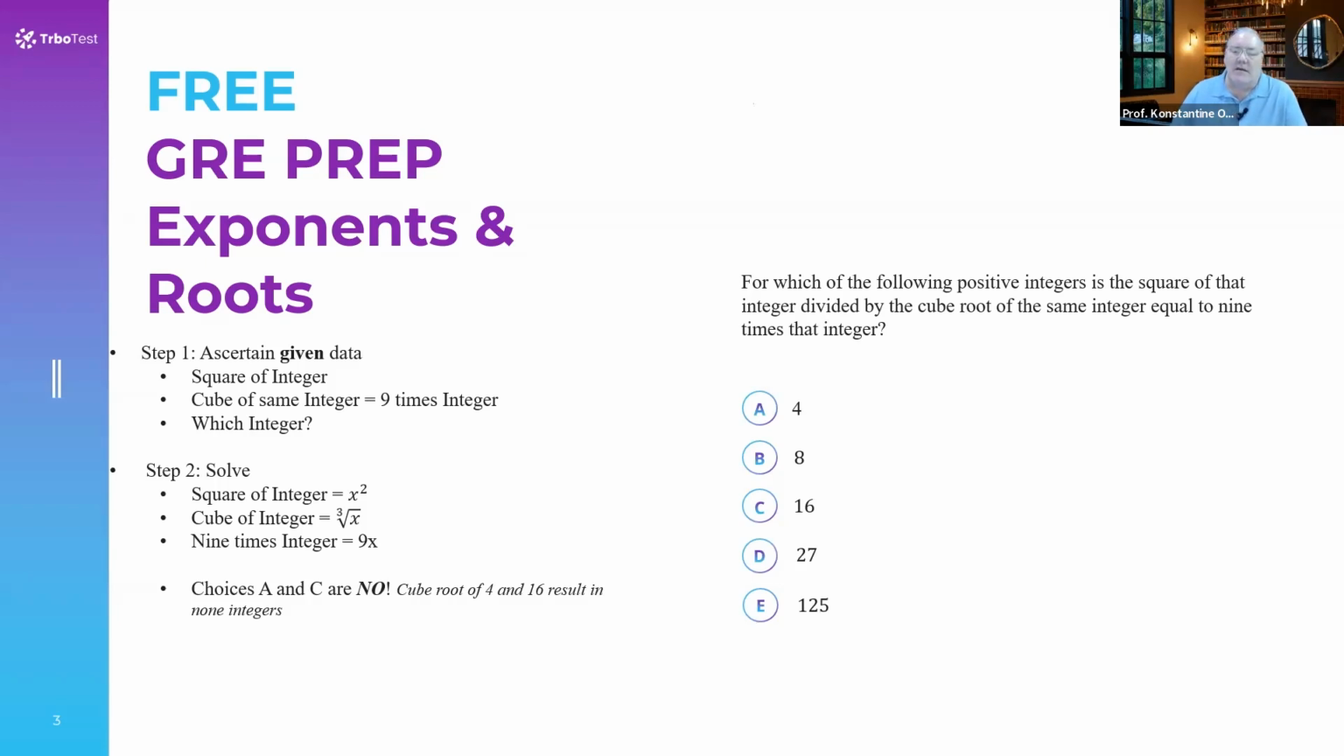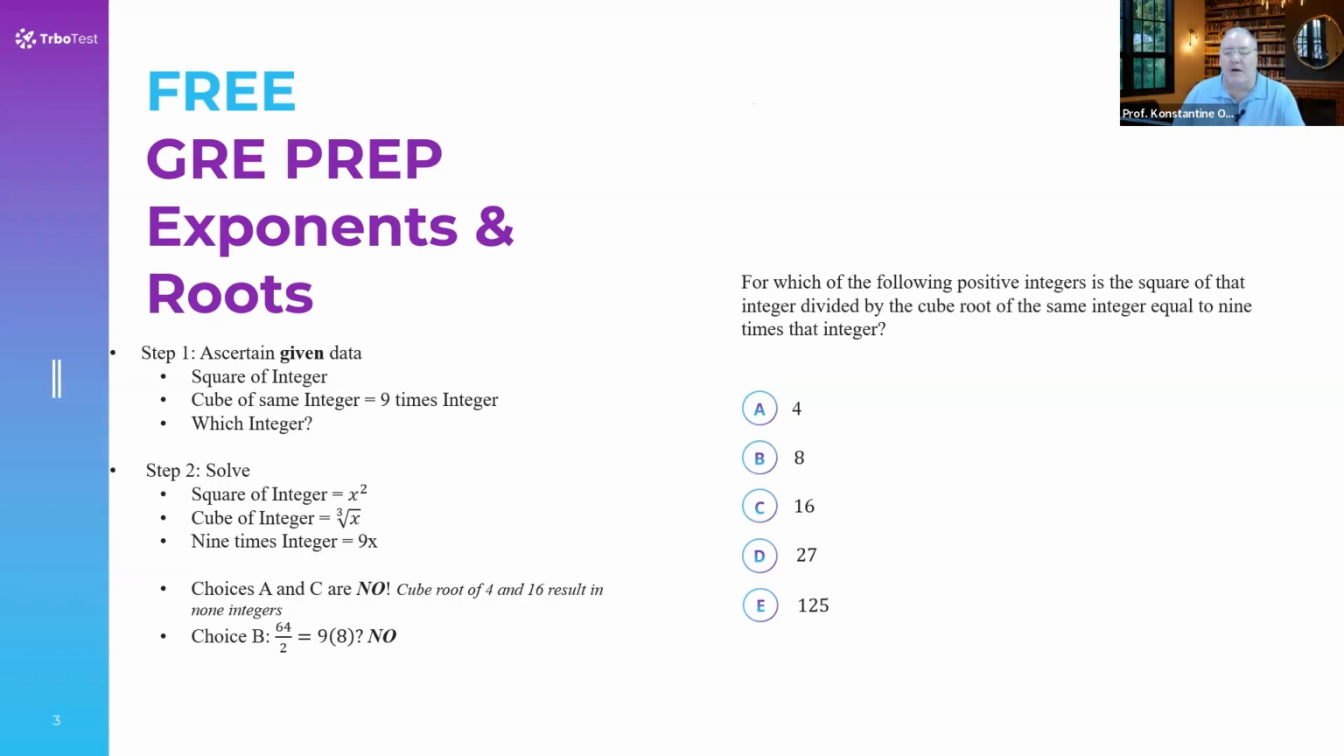So if we look at these, we have to be able to satisfy all 3 factors. It has to be squared. It has to be cubed and equal 9 times the integer. So we have those 3 factors. So immediately we can look at A and C, 4 and 16, and we know they can't work. All right, the cube root of 4 and 16 creates a non-integer. We need the answer to be an integer. So we can throw out A and C right up the top. We eliminate those. So now we're left with B, D, and E.